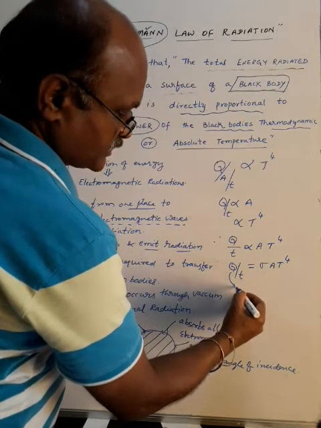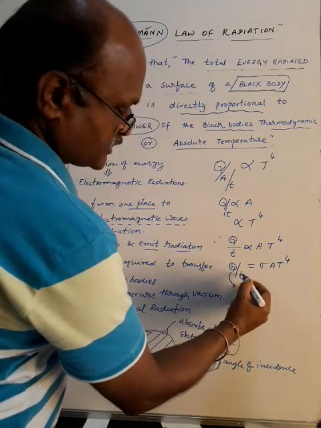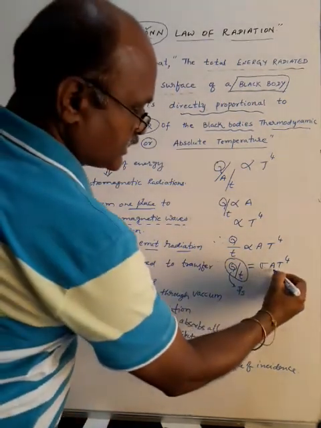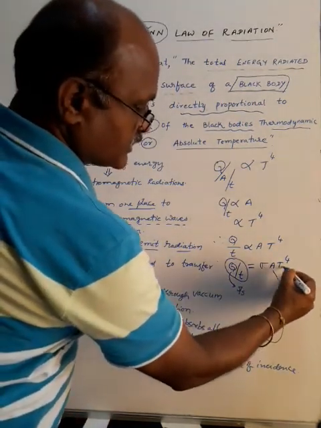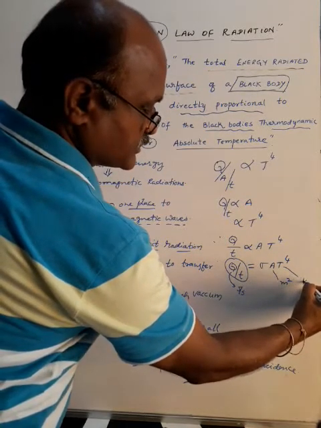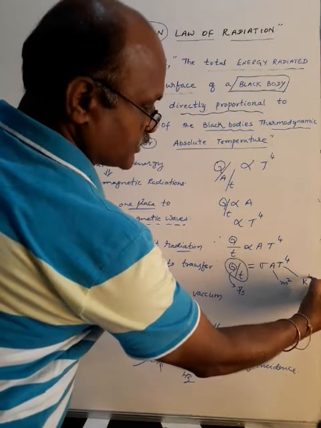Q is expressed in joule per second, that is the rate of heat transfer. Then A is in terms of meter square, and T is the black body's thermodynamic temperature expressed in Kelvin, that is power 4.